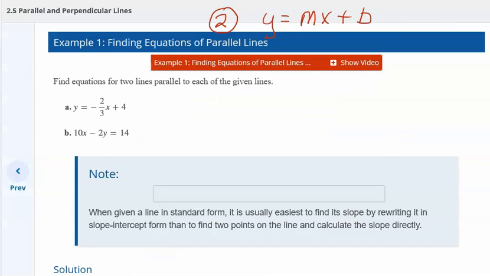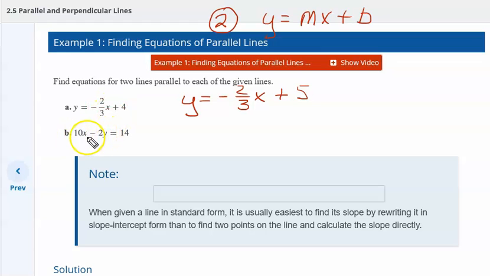As we go on to example 1, we see for letter A, they'd like us to write an equation that would be parallel to this line. Well, this one, keeping in mind, is in slope-intercept form, so rather easy to write. y equals -2/3 x, but rather than the y-intercept of +4, we could say +5. So this equation would be parallel to this line.